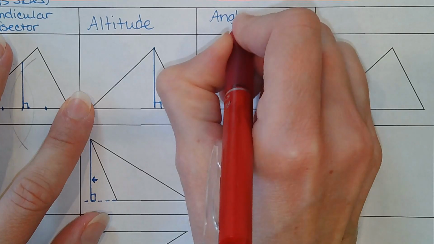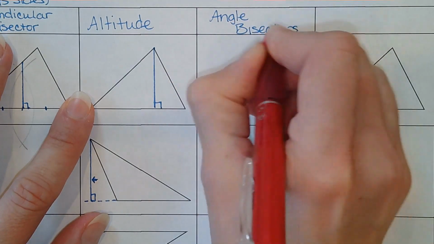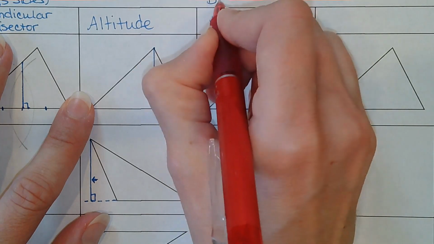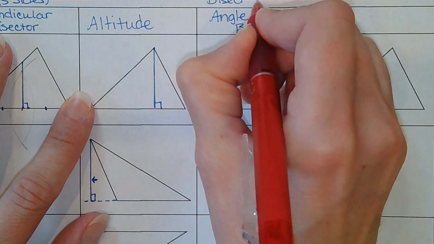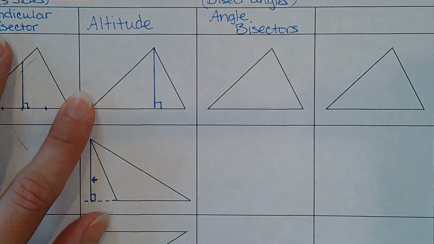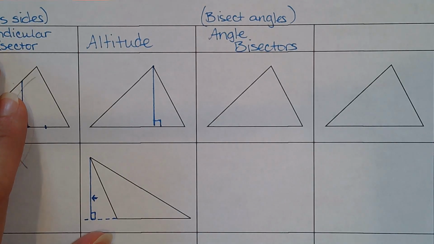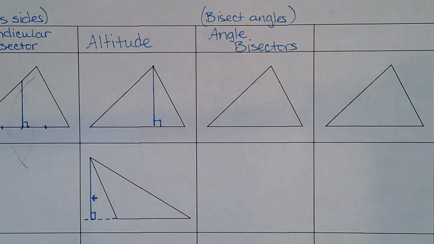Angle bisectors. These bisect angles. Angle bisectors. They're going to bisect the angles in your triangle.